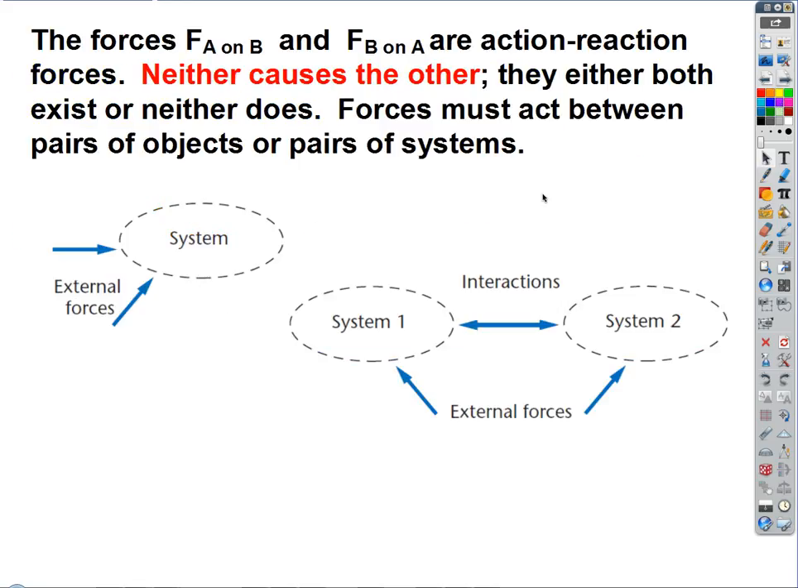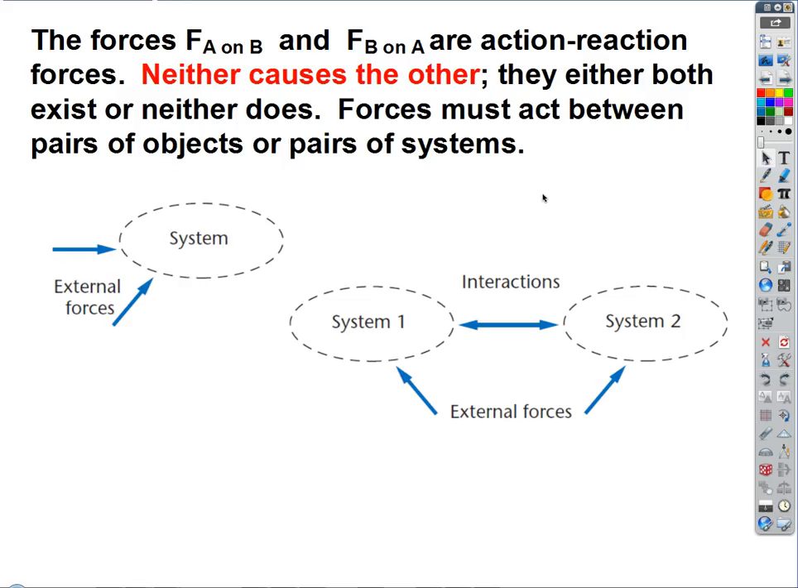So let's look at this slide then. So if force F, A on B, and the force B on A are action-reaction forces, neither causes the other, right? It's really kind of misleading in a way to say that one is an action force and one is a reaction force, because that almost implies that one of them happens and then the other one says, okay, I better act in response, right? Of course they act simultaneously, and it's completely arbitrary which one you call action and which one you call reaction, right? Usually the action force is the one that's most significant within the context of a situation.